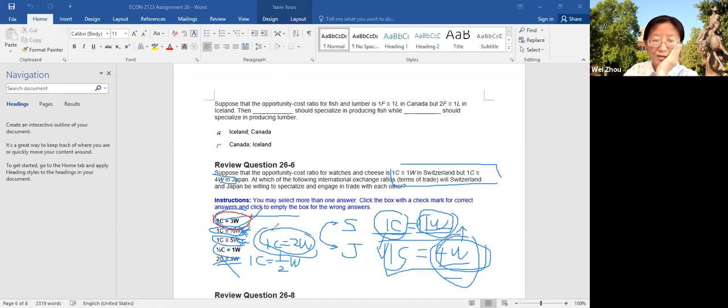This one and this one are both very good ideas because that is between 1 cheese equal to 1 watch, which is what it costs to make 1 cheese in Switzerland, and a price lower than Japan's. If you make 1 cheese in Japan, it costs 4 watch. So anything between 1 and 4 will be a good idea, right?